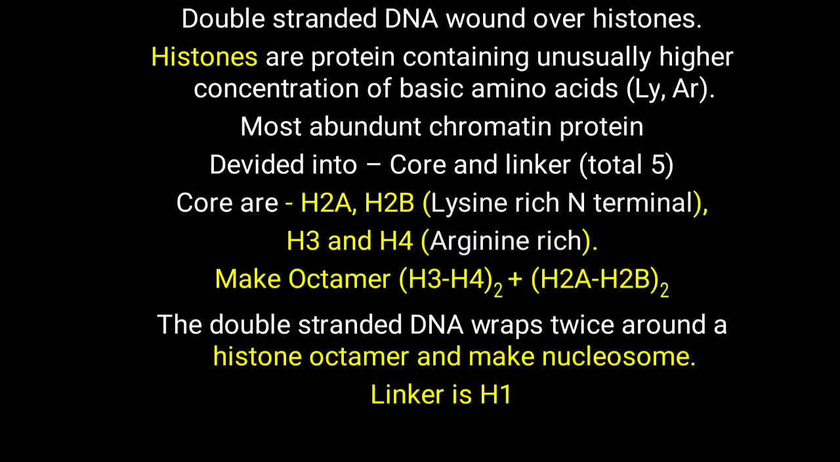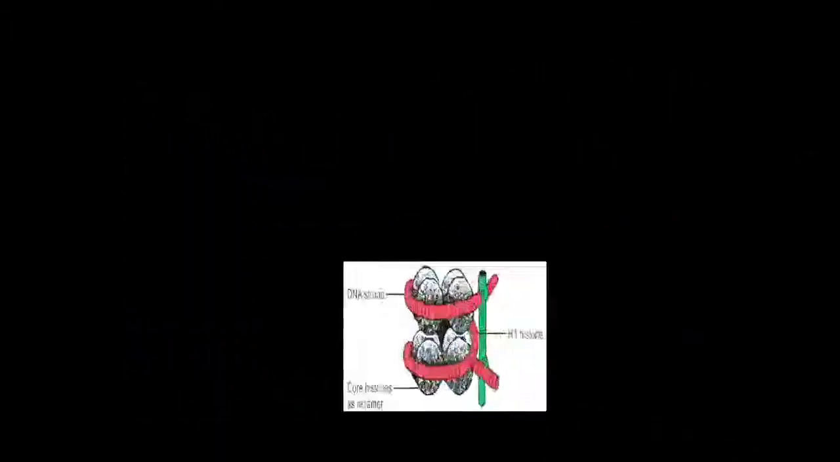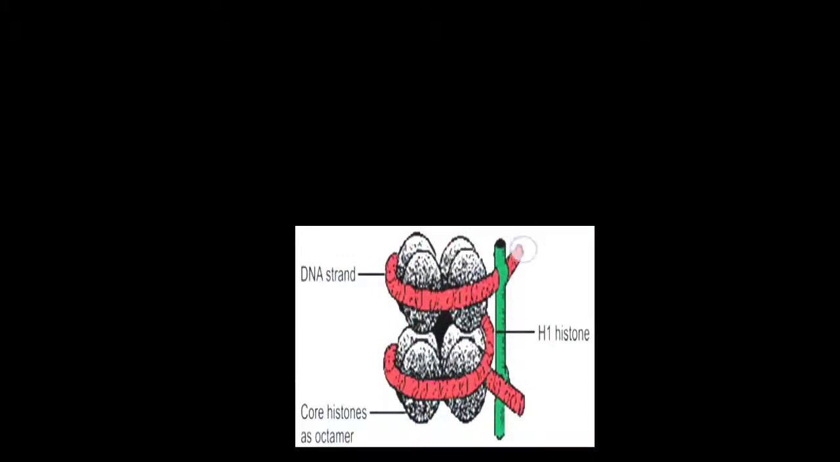Further, one more histone protein is the linker, called the H1 histone protein, which is loosely bound to the nucleosome. So exactly how this histone and this octamer molecule are arranged, we will look. First of all, the H1 histone is loosely bound to the structure of the nucleosome. Now what is a nucleosome? Basically one DNA strand is wrapped around about 2 times, nearby 2 times, not exactly 2 times.